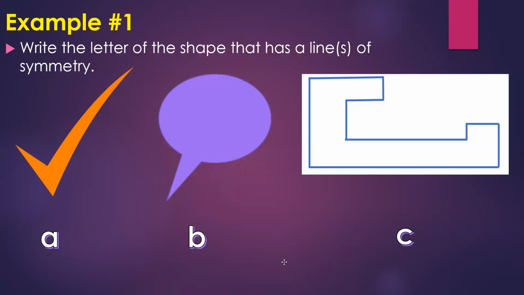Is it A, B, C? Are we doing this in a book? Yeah, do it in your book. Write the letter of the shape that has a line of symmetry. Put your answer inside the chat, please.